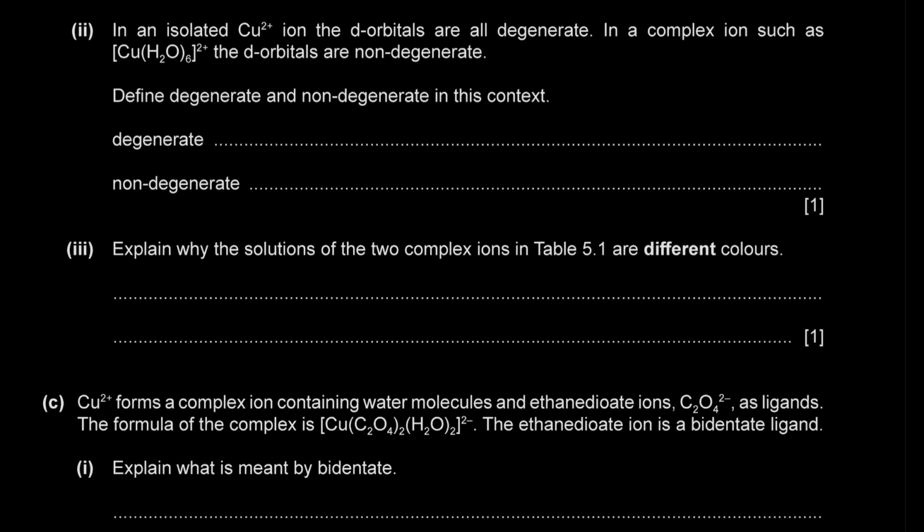In an isolated copper(II) ion, the d orbitals are all degenerate. In a complex ion such as copper(II) hexa-aqua, the d orbitals are non-degenerate. Define degenerate and non-degenerate in this context. So in an isolated ion, all the d orbitals are at the same energy. That's what we mean by degenerate d orbitals. So degenerate just means at the same energy. And in a complex, the d orbitals are split into groups that have different energies. So non-degenerate simply means that they have different energies, or not the same energy.